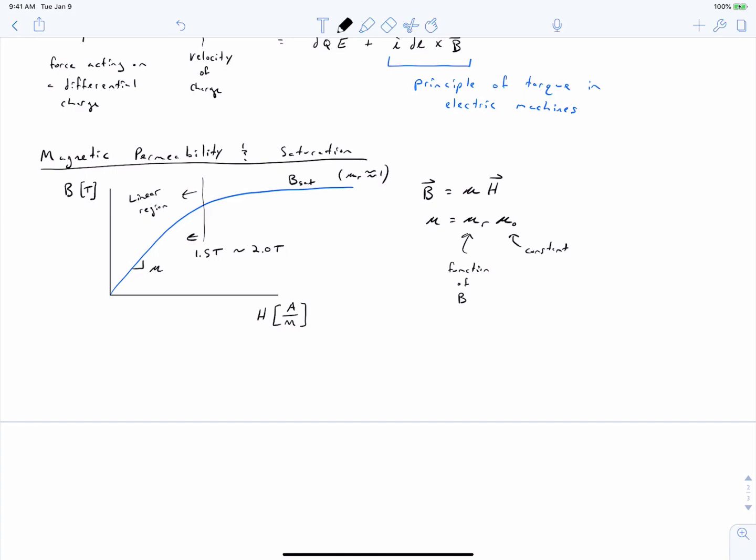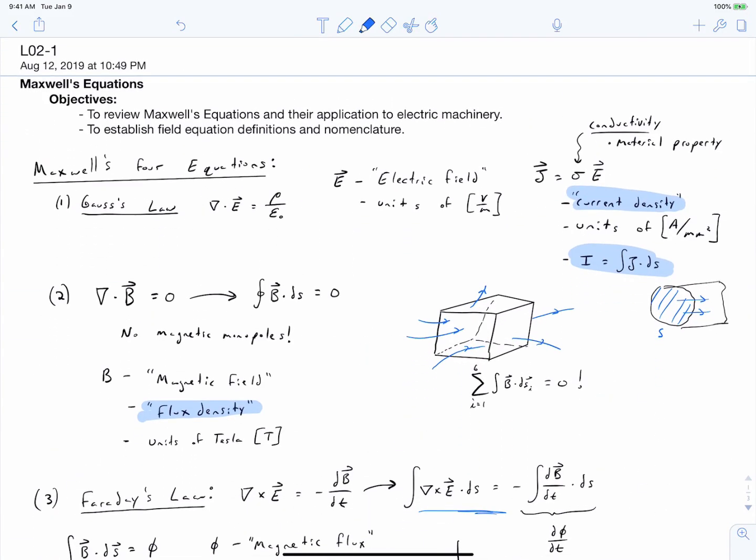So that wraps up this video. Again, the point of this video was to review Maxwell's equations and talk about how we're going to apply them to electric machinery, and to establish field equation definitions in our nomenclature. So we specifically talked about Gauss's law, and in fact that we're not going to be using Gauss's law much in this class, but we use it to define our electric field. We talked about conductivity of a material, current density.